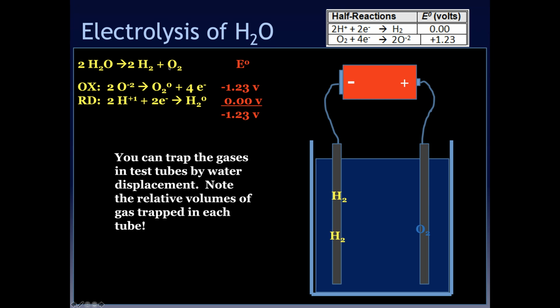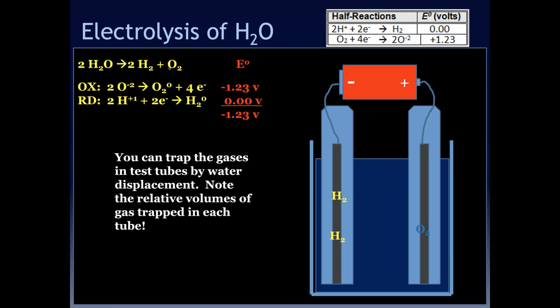And then you can actually trap this gas in test tubes that have water in them. And as the gas forms and moves up the tube, it displaces the water. It pushes the water out the bottom of the tube. And so what happens is the gas will actually build up inside the test tube. And then you can measure the volume of gas in the test tube.